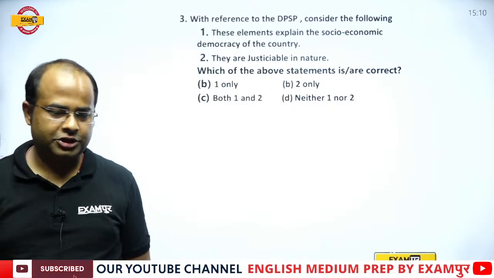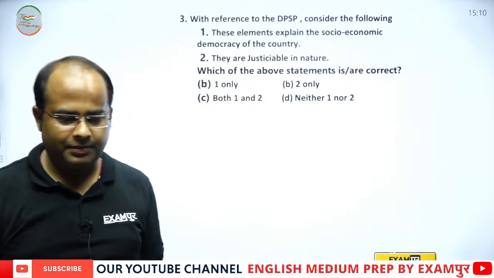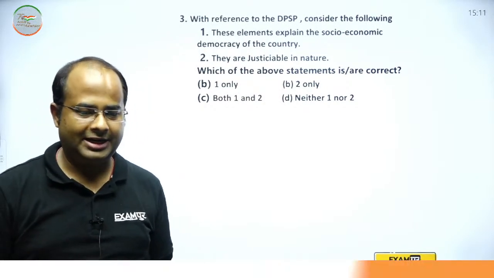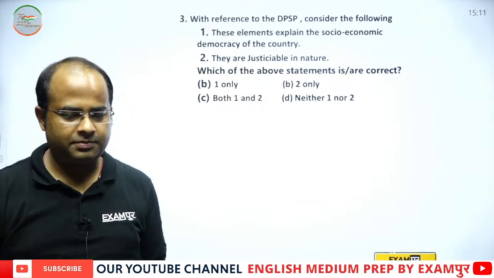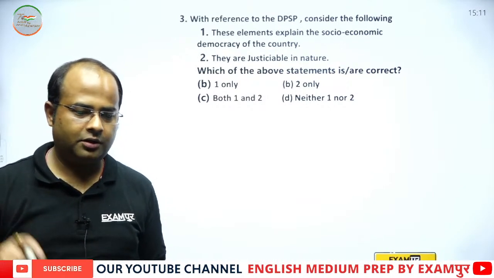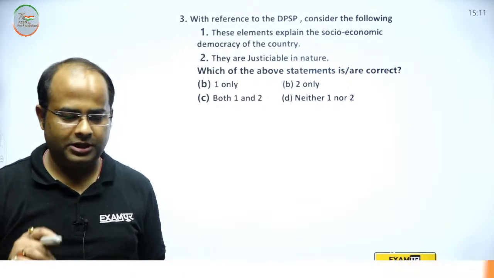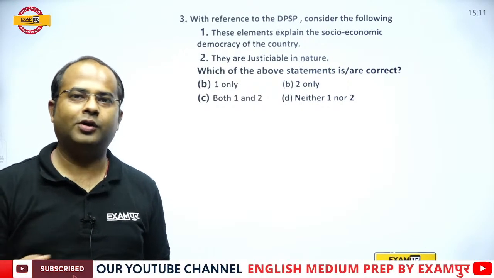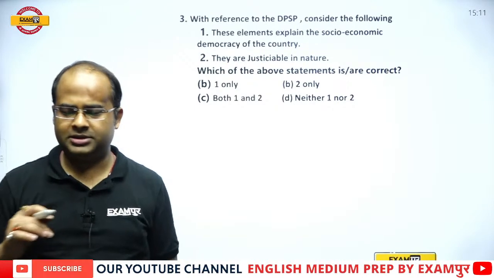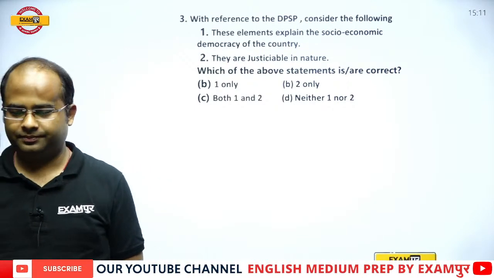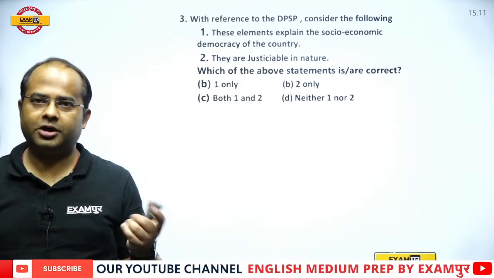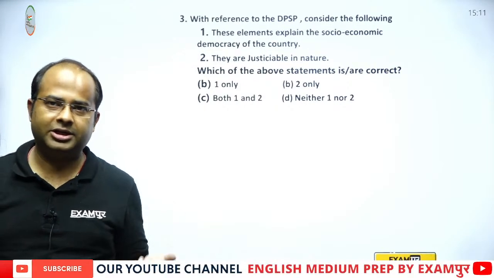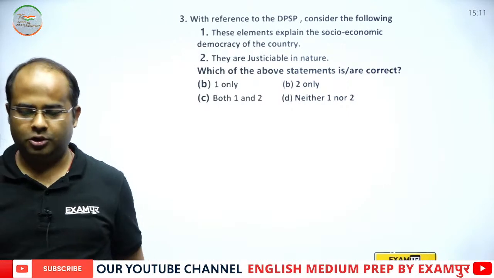Now the next question is with reference to Directive Principles of State Policy, written as DPSP. Consider the following. These elements explain the socio-economic democracy of India. They are justiciable in nature. Which of the following statements is or are correct? So it is a UPSC style question. Let's solve this question, guys. This is a UPSC style question, but you should be well versed. If the pattern changes, then still you will be able to answer.